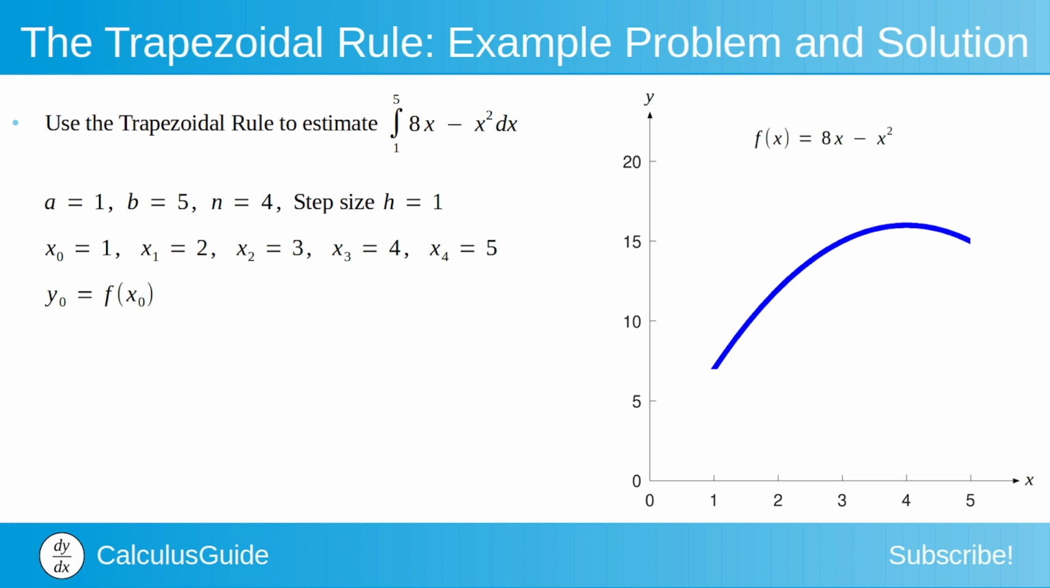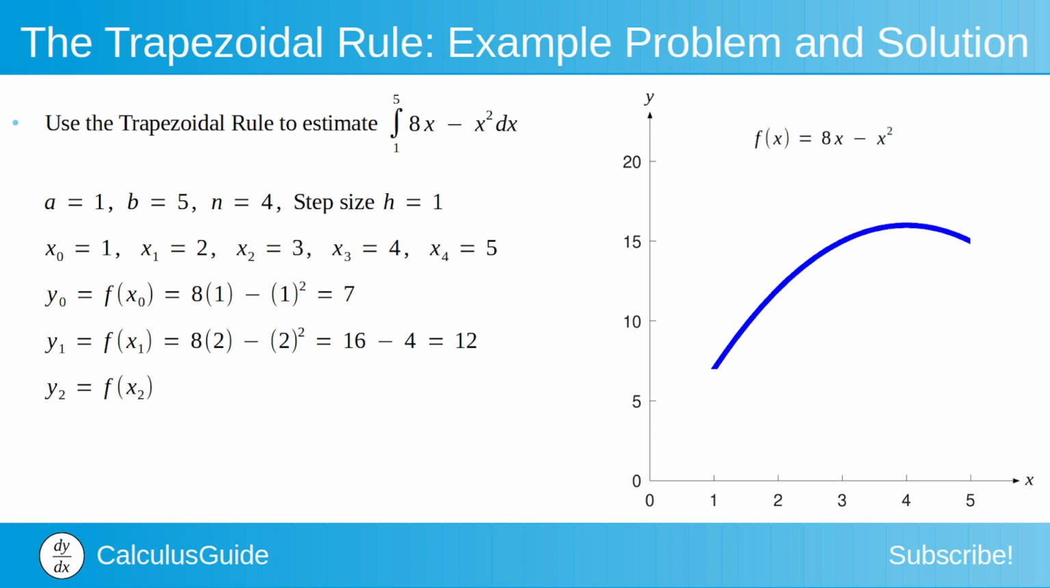y0 is equal to f of x0, which is equal to 8 multiplied by 1 minus 1 squared, which is equal to 7. y1 is equal to f of x1, which is equal to 8 multiplied by 2 minus 2 squared, which is equal to 16 minus 4, which is equal to 12. y2 is equal to f of x2, which is equal to 8 multiplied by 3 minus 3 squared, which is equal to 24 minus 9, which is equal to 15.